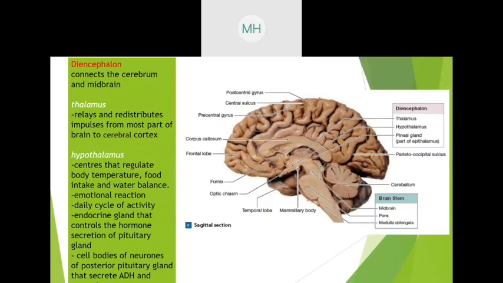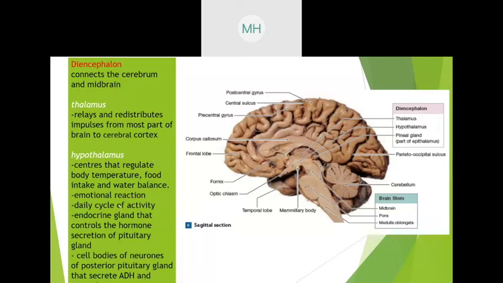Next, we go to the diencephalon. Diencephalon connects the cerebrum and midbrain. It consists of thalamus and hypothalamus. Thalamus relays and redistributes impulses from most parts of the brain to the cerebral cortex. Whereas hypothalamus is the center that regulates body temperature, food intake, and water balance.